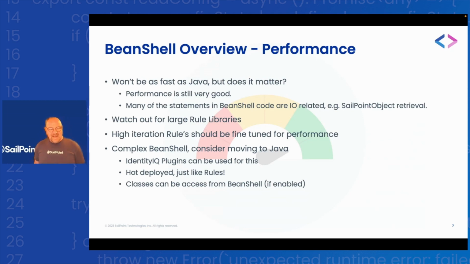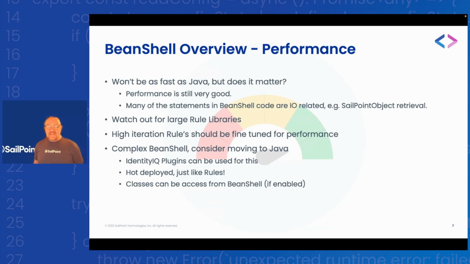So you might be getting some objects from IdentityIQ or calling another library or maybe Active Directory or whatever from your BeanShell code. So that's tied really to I/O. So you won't notice too much of a difference, but you should watch out for large rule libraries. As I mentioned, a rule library is brought into your rule. So you may have a small rule or whatever. If you bring in a large library, then that library has to be interpreted along with that rule before the AST is produced.